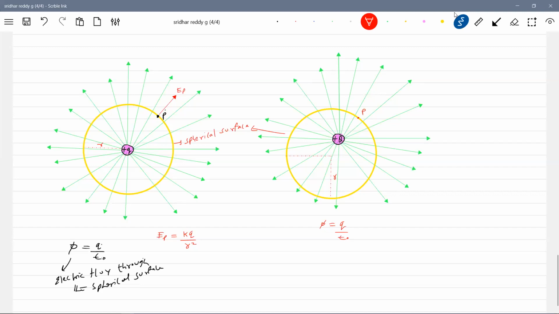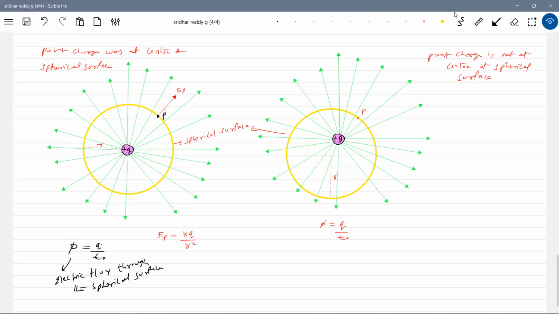But look at the point charge. Earlier the point charge was at the center of the spherical surface, now the point charge is not at the center. What about the electric flux? Still it is Q by epsilon naught only, irrespective of whether the charge is present at the center or not. What about electric field strength?